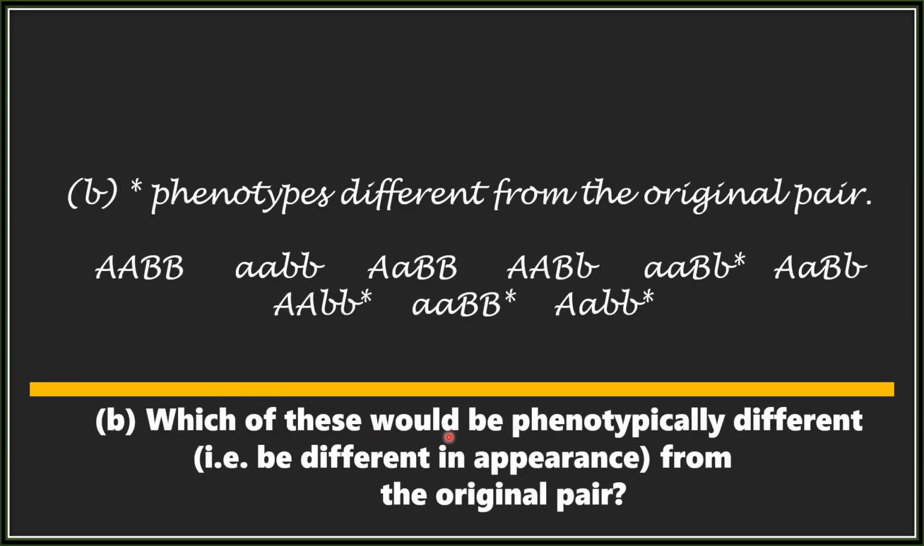B. Which of these would phenotypically be different, i.e. different from the appearance of the original pair? Those that are going to be phenotypically different are those with the star from the original pairs. We can have capital A, small b, small a, capital B. We have capital A, small b, small a, capital B, small b. Those are the ones that are going to be different from the original pairs.